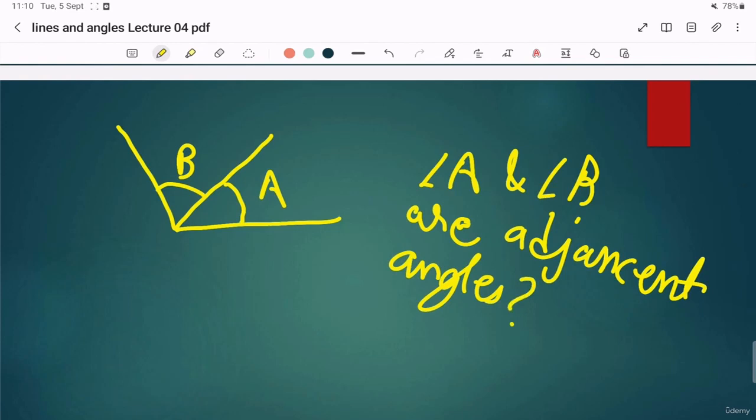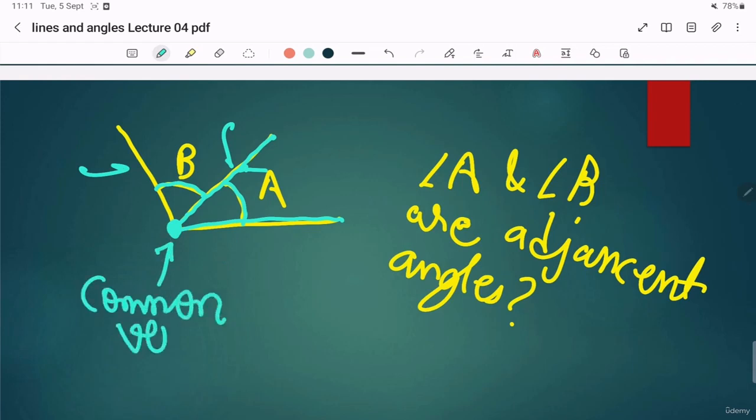First, they must have a common arm. This is angle B. Its vertex is this, because these lines are meeting at this point. So this is the vertex of angle B. And now you can see this is angle A. And these two lines are meeting at this point. So this is also a vertex of angle A. Therefore, the vertex of A and B is overlapping, hence this is a common vertex.